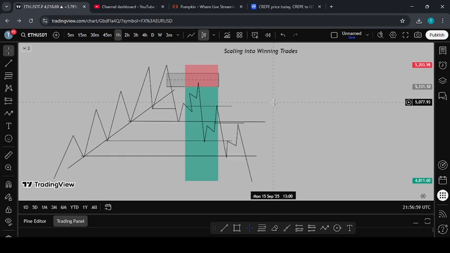So that's how to scale into winning trades, because you know that the market has shifted direction and there's a high probability the market will take the previous low. So as the market is making those structural moves, instead of just looking at the charts and allowing the move to play out, you are catching multiple entries as it goes, right?